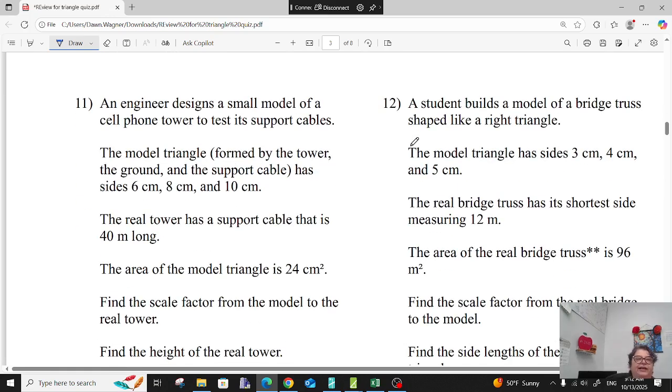Okay, an engineer, and on the back, he converted it to centimeters, I think. Don't worry about the conversion, and I felt bad when I saw the answer key. So, an engineer designs a small model of a cell phone tower to test the support cables.